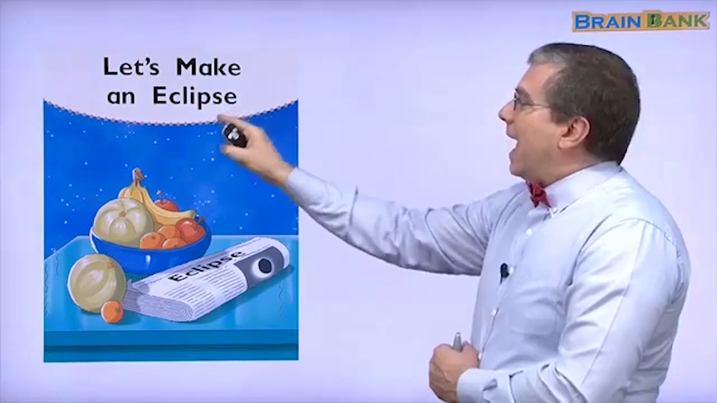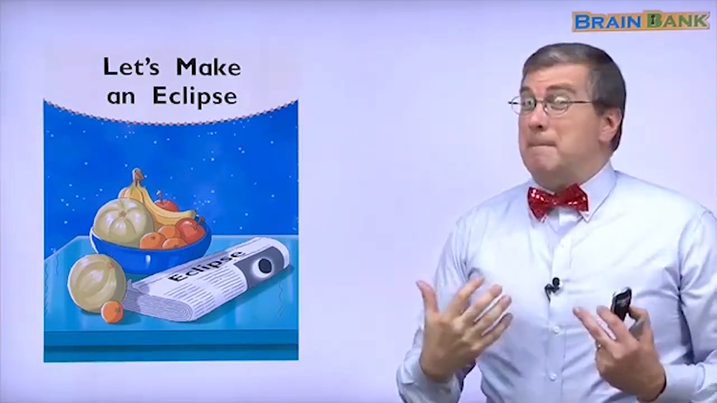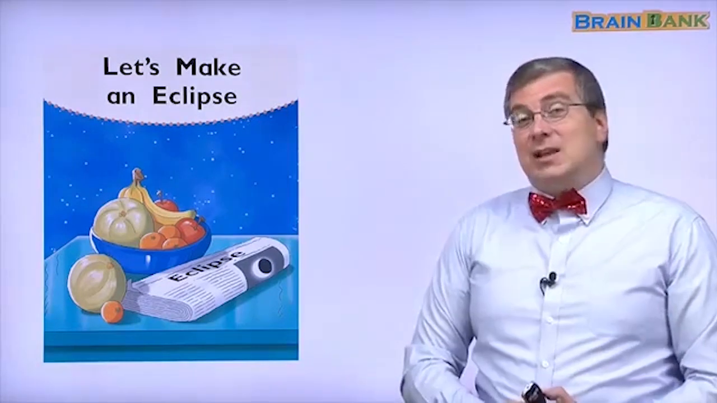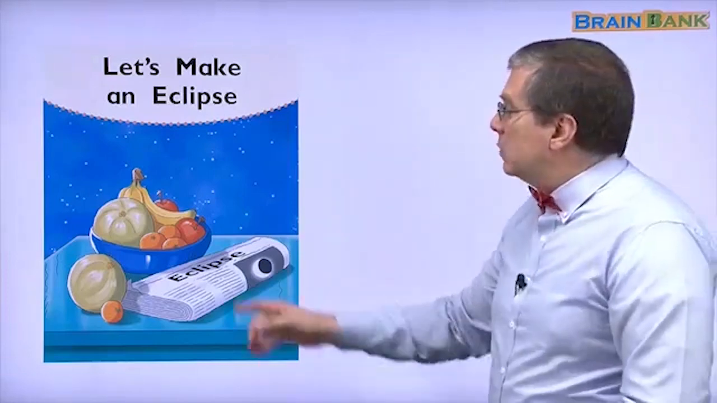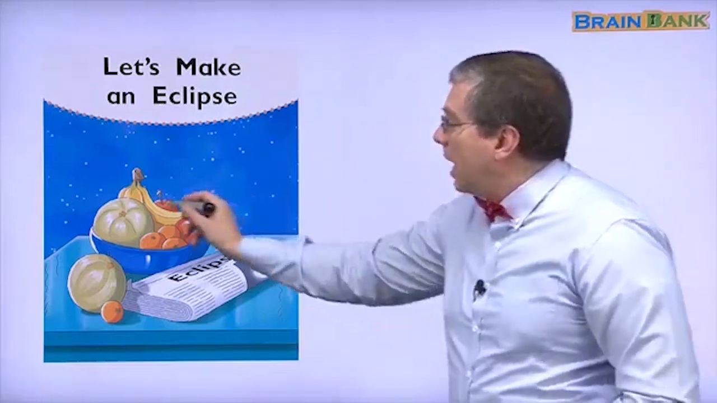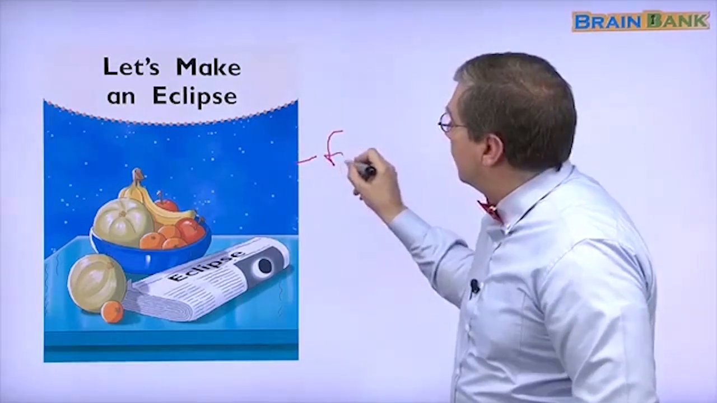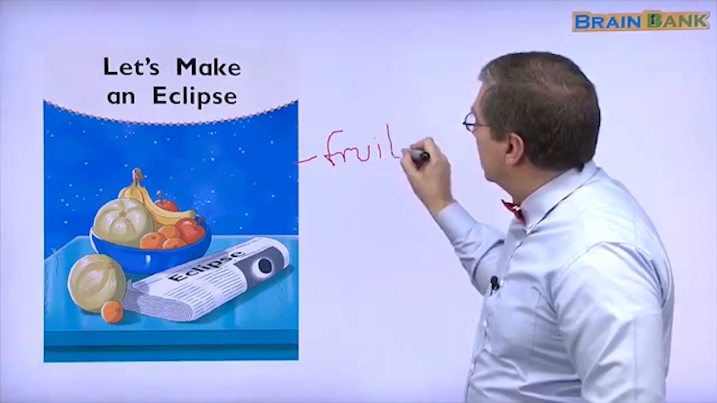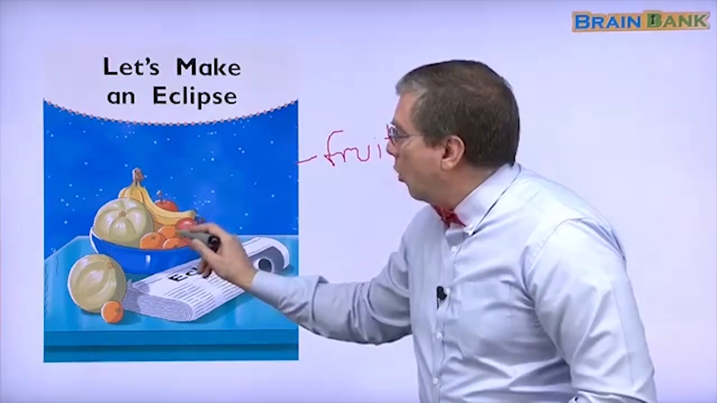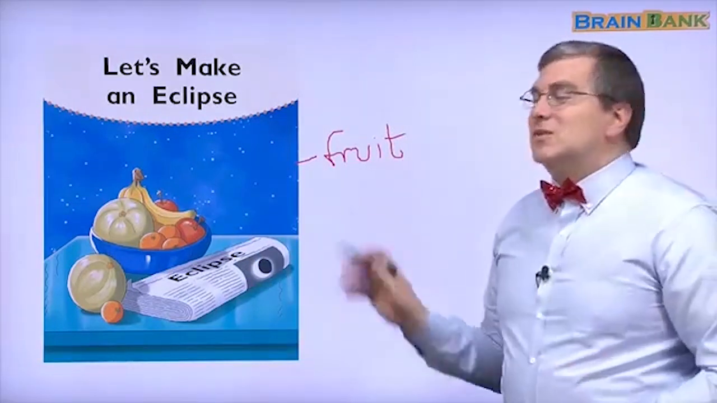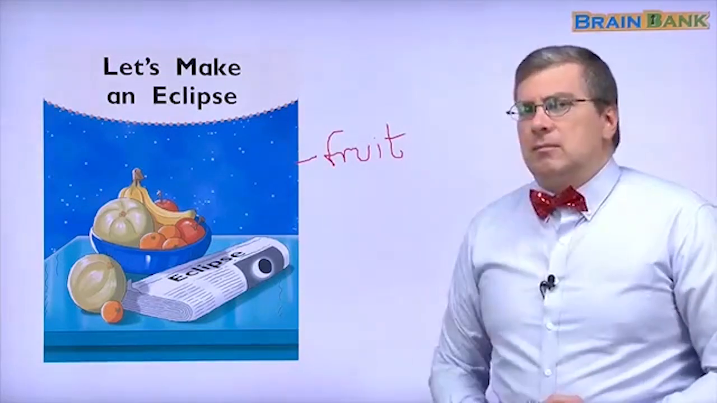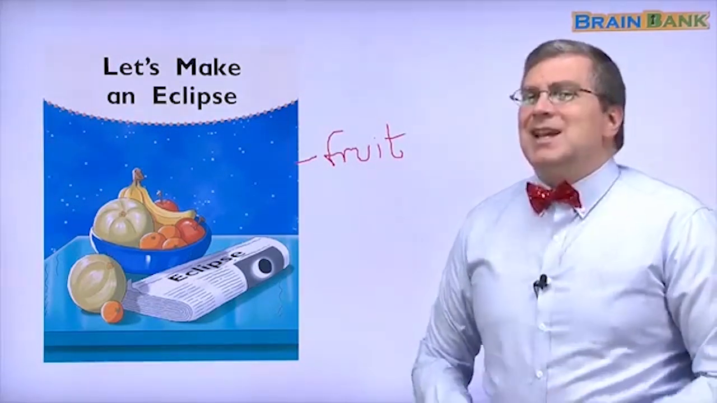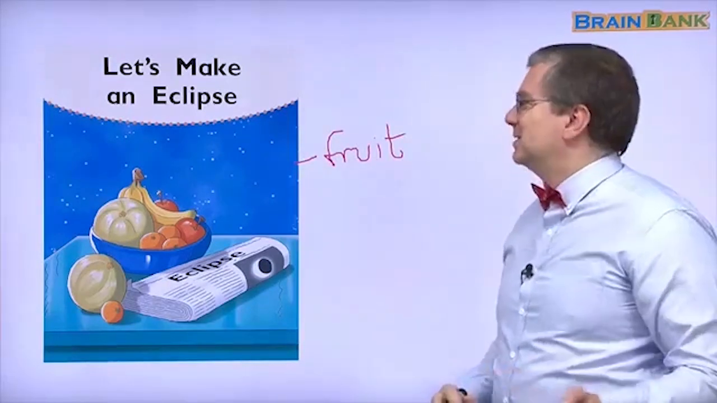Let's make an eclipse. Can you make an eclipse? Right? 일식 만들 할 수 있어요? Can you make one? Yes. Using 과일, we can make an eclipse. 과일, again, is fruit. Like banana, orange, melon. We can use that to make an eclipse. 재밌어요. Don't eat it. 먹지 마세요, right? Don't eat it. Use it to make an eclipse.